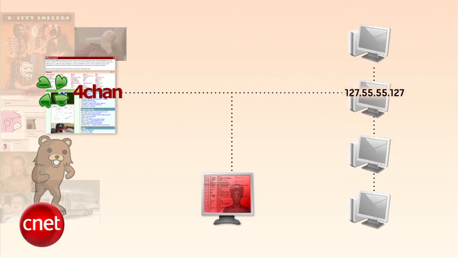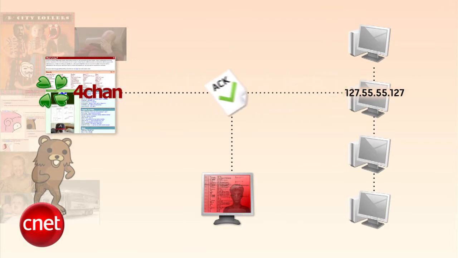But since 127.55.55.127 never sent the SYN in the first place, it didn't know why it was getting that ACK, so it either sends an RST flag or, more likely, nothing at all. Now, if 4Chan gets nothing at all, it may send 4 or 5 more ACKs for every SYN it receives, just to make sure it didn't miss something. This whole scenario can take around 3 minutes to play out.